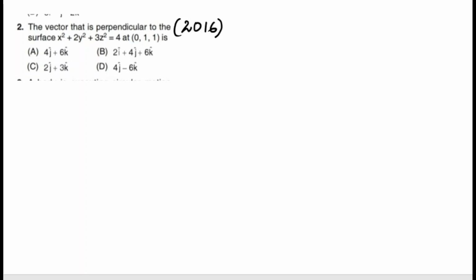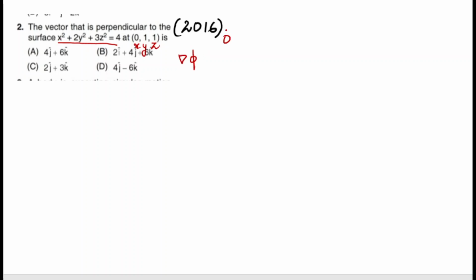The next question, which was asked in 2016: the vector that is perpendicular to the surface x square plus 2 times y square plus 3 times z square minus 4, which is equal to 0. I can take it like this. I'm considering this to be phi at 0 comma 1 comma 1 because this is a scalar. A scalar I'm considering to be phi, and the gradient is the vector that is perpendicular to the surface. Means what they are asking means they are asking to find the gradient of the scalar at the point x equal to 0, y equal to 1, z equal to 1. Now let us find the gradient of this phi.